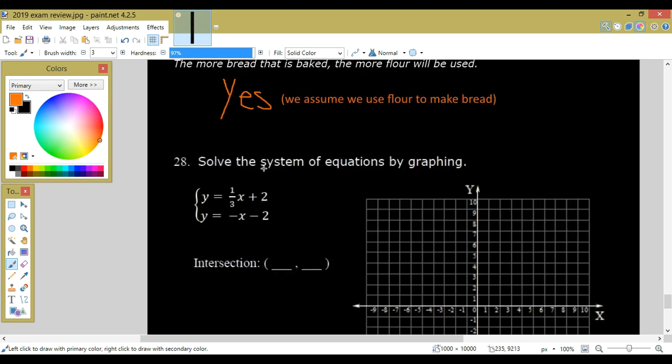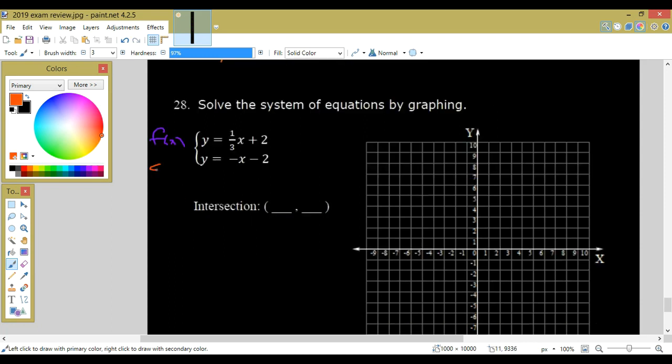28. Solve the system of equations by graphing. Y equals 1/3 x plus 2. We'll call that equation 1. And y equals negative x minus 2. Actually, we'll call the first one f of x, and we'll call the second one g of x. So let's graph these.